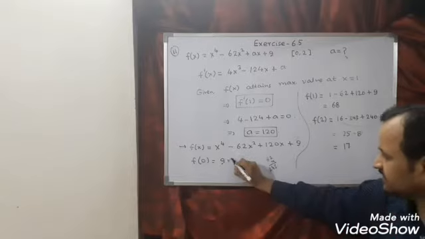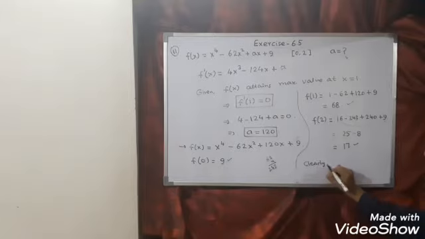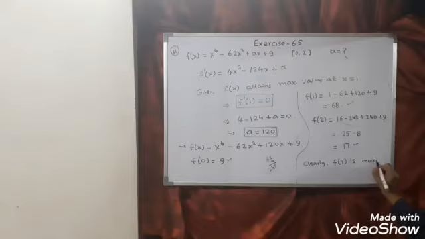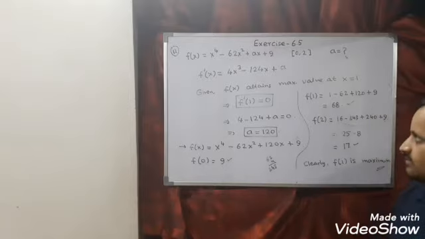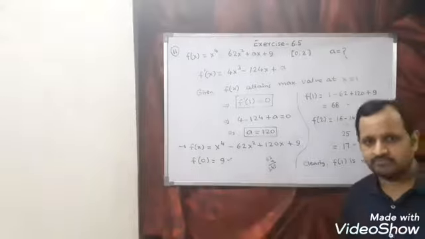Now see, this is 9, this is 68, this is 17. So clearly f of 1 is maximum. So I think it is clear. Yes, sir. That is how to find global maximum and global minimum.